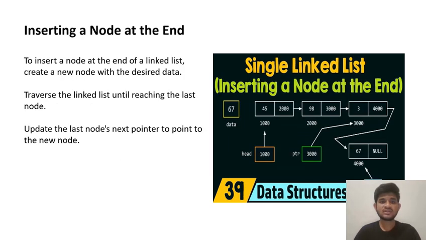Inserting a node at the end. To insert a node at the end of the linked list, create a new node with the desired data. Traverse the linked list until reaching the last node. Update the last node's next pointer to point to the new node.